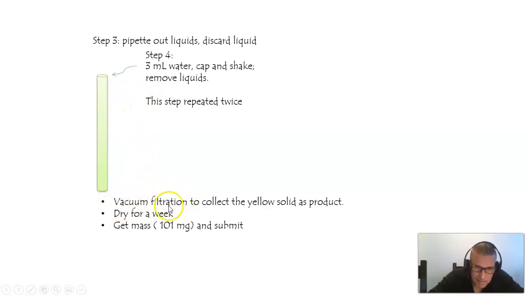Vacuum filter it. So that means collect your product. You should see a nice yellow solid. But it's going to have a yield at that point. The crude yield will almost certainly be over 100%. And after a whole week of drying, you should have a nice dry solid. And here's the actual recorded amount of product that you got, 101 milligrams. Turn that into a percent yield and you should be good to go.